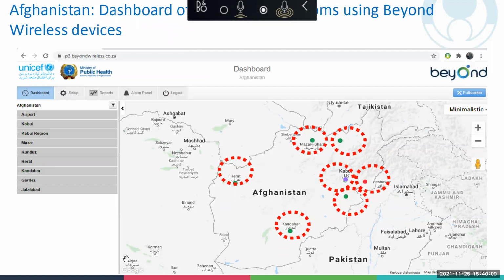This is what the dashboard looks like for Afghanistan, showing the locations of the Beyond Wireless systems in the country. Each circle shows the location of Beyond Wireless in each of the 7 regions. The Kabul region shows Beyond Wireless in 2 places: the national store, which also acts as the regional store, and the airport, because we have some cold rooms at the airport for emergency vaccine storage. So the Beyond Wireless systems are installed in all these regions and at the national level. Next slide.